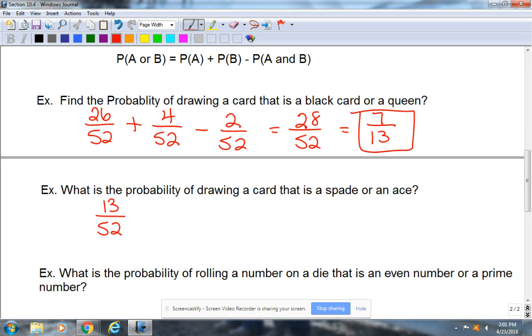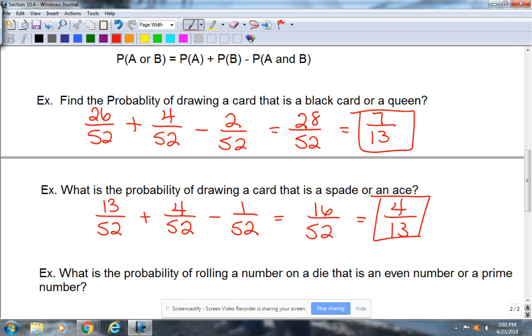How many cards in a deck are an ace? 4. Could you be a spade and an ace? Yes. How many ace of spades are there in a deck? 1, right? So I subtract the probability of getting an ace of spades, so I don't count that one twice. 13 plus 4, 17 minus 1 is 16 out of 52. Reduce that fraction, divide them both by 4. So 4 over 13.